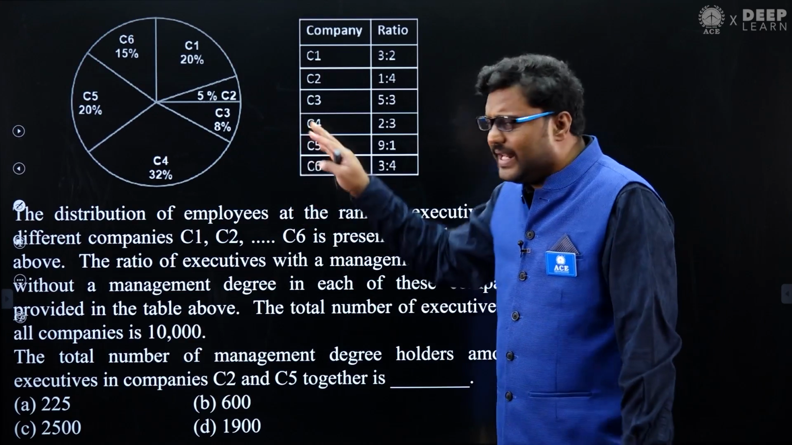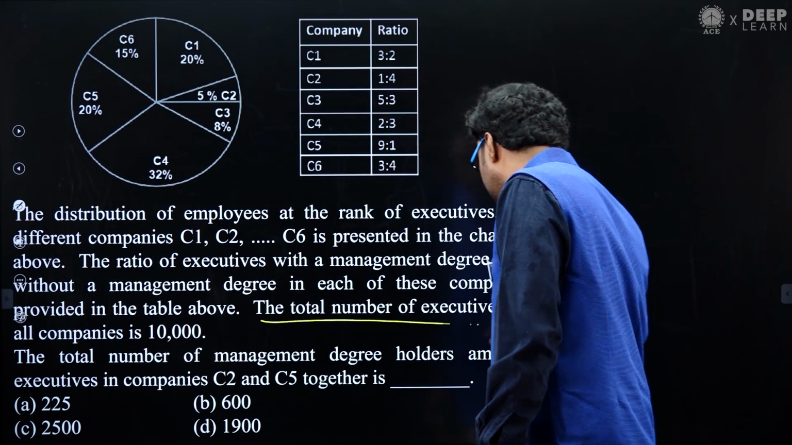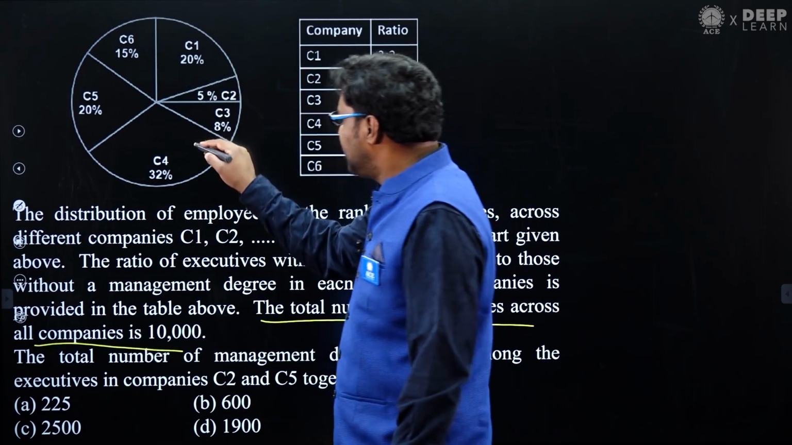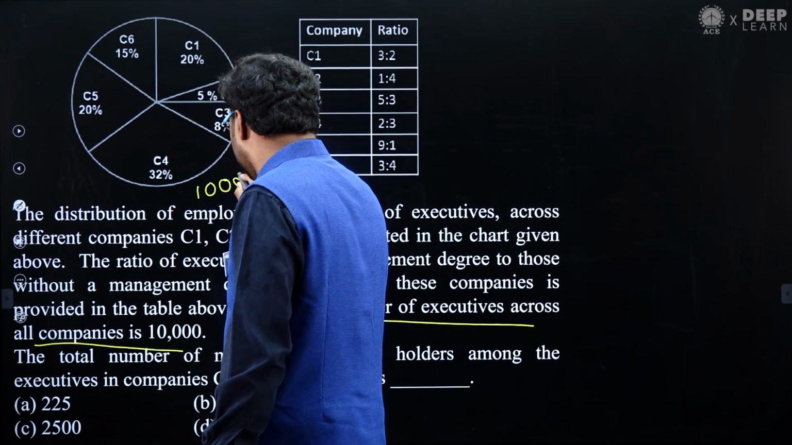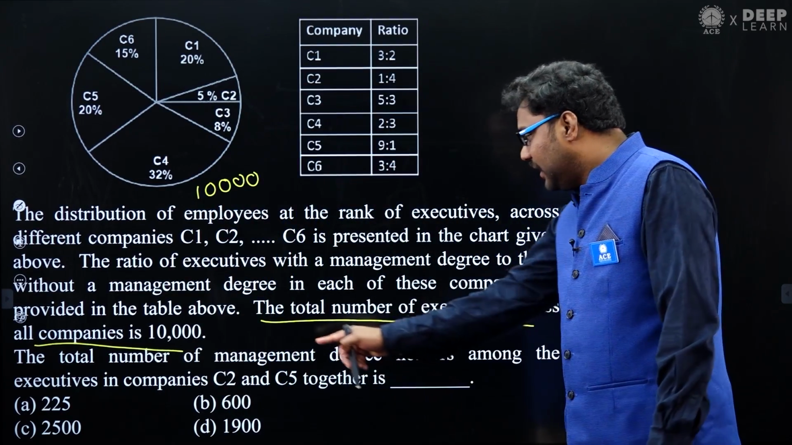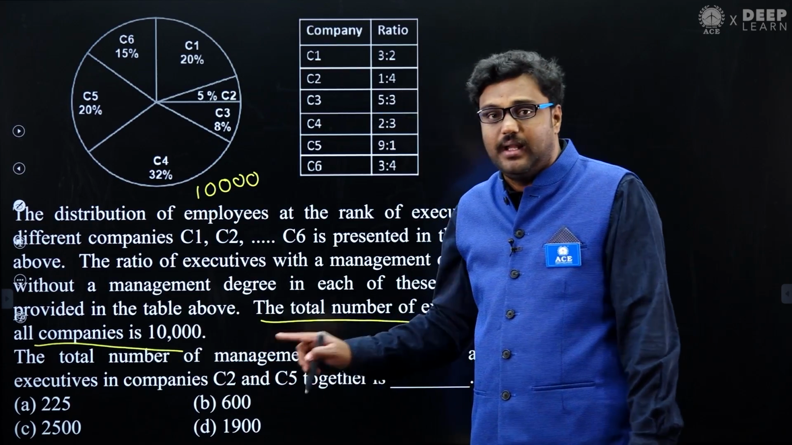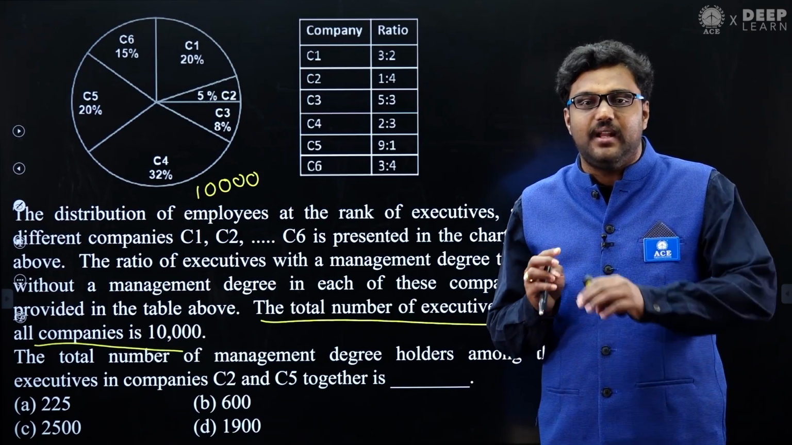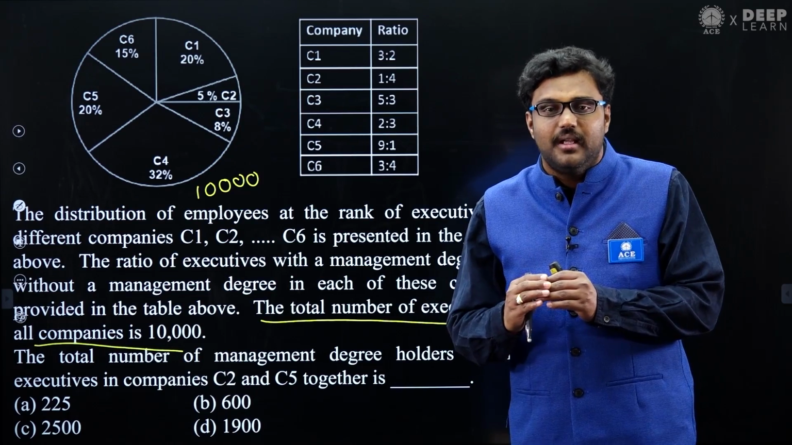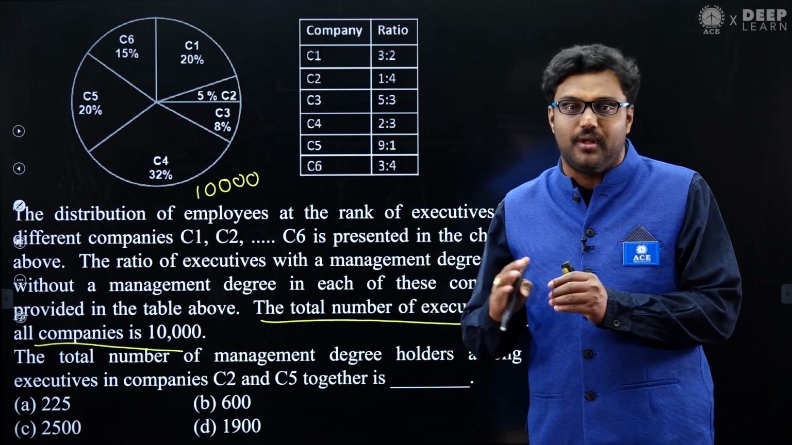Now, don't do all the calculations. Here they mentioned the total number of executives in the question already. Total is how much? 10,000. This entire pie chart is nothing but 10,000, my dear friends. Good. Here they are asking regarding management degree holders among the executives in company 2 and company 5. We need to get the data only regarding company 2 and company 5, and that too, only those who have a management degree.